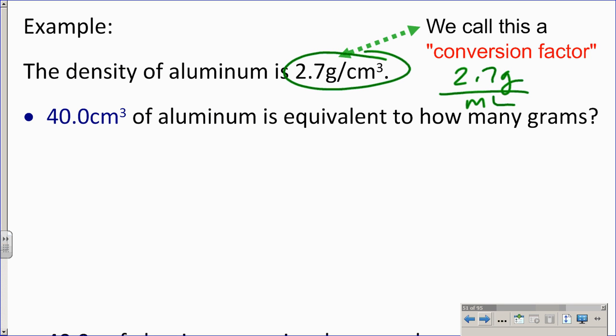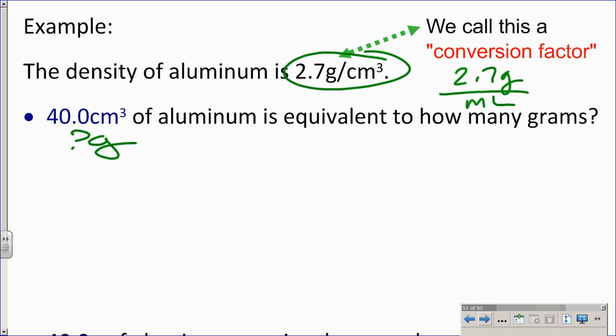In this case, our question is: 40.0 centimeters cubed of aluminum is equivalent to how many grams? So what am I looking for? What unit? What's my question? Grams, right? So my question is grams. I want to get to grams in the end.